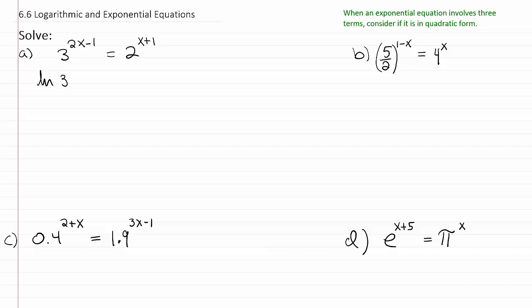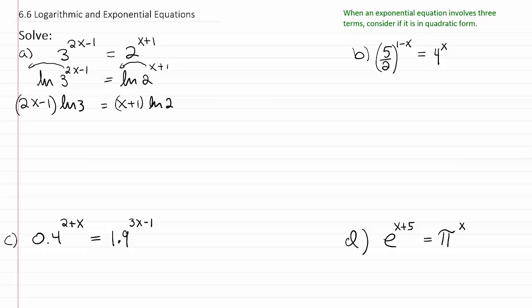So ln of 3 to the 2x minus 1 power is equal to ln of 2 to the x plus 1 power. The 2x minus 1 can come down now as a coefficient along with the x plus 1. So we'll end up having 2x minus 1 times ln of 3 is equal to x plus 1 times ln of 2.